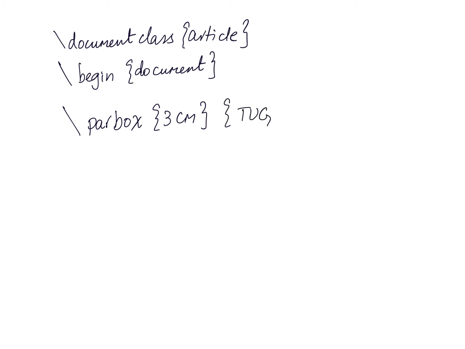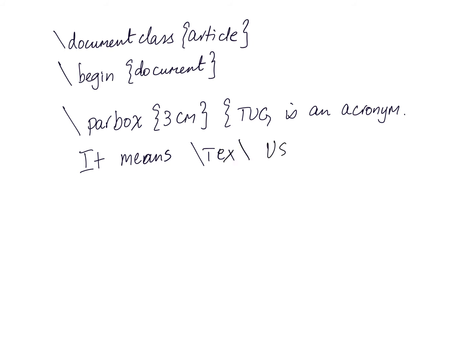Okay. Then let's say TUG is an acronym. It means, remember the 2 backslashes, the second one will give you the space. Therefore we put it. And then let's end the document.